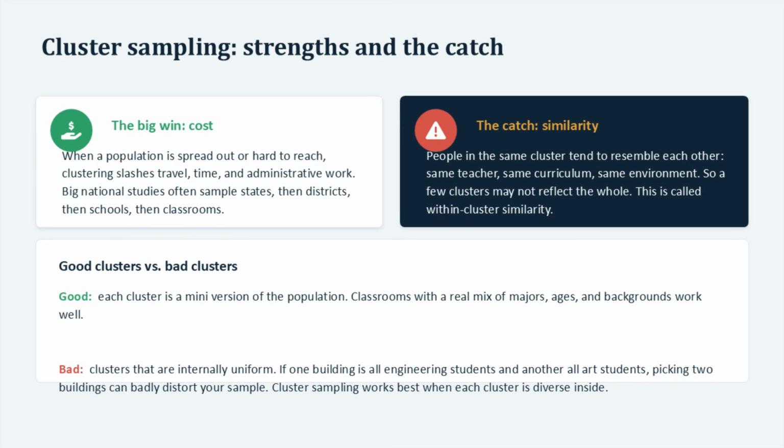So cluster sampling works best when the clusters are diverse on the inside, and each one reasonably resembles the larger population. That's the trade-off. Cluster sampling can save a huge amount of time and money, but you have to be careful that the clusters themselves aren't too similar internally.